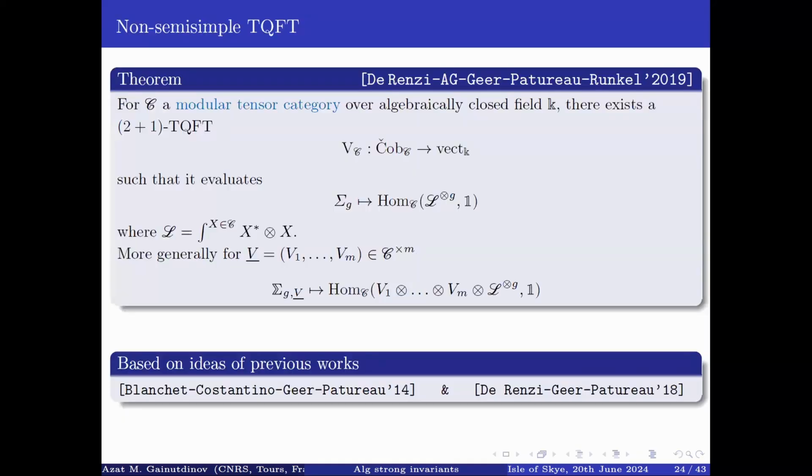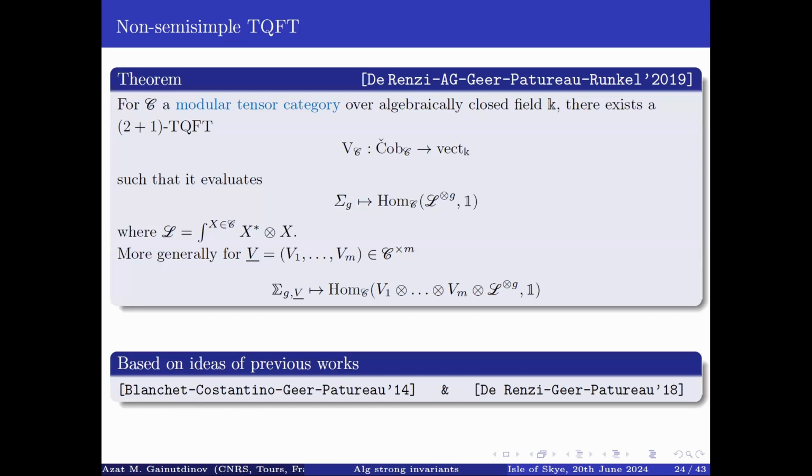But at least with this category, we can construct a TQFT. So this is a theorem of a paper we wrote with Marco De Renzi, Nathan Geer, Bertrand Patureau-Mirand, and Ingo Runkel in 2019. It's based, of course, on many previous works, in particular on ideas of the paper of Blanchet, Costantino, Geer, Patureau-Mirand in 2014, and De Renzi, Geer, Patureau-Mirand in 2018.